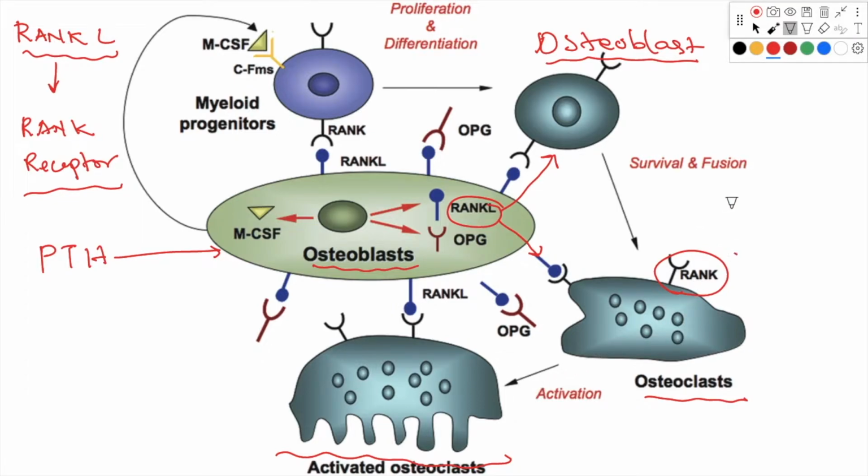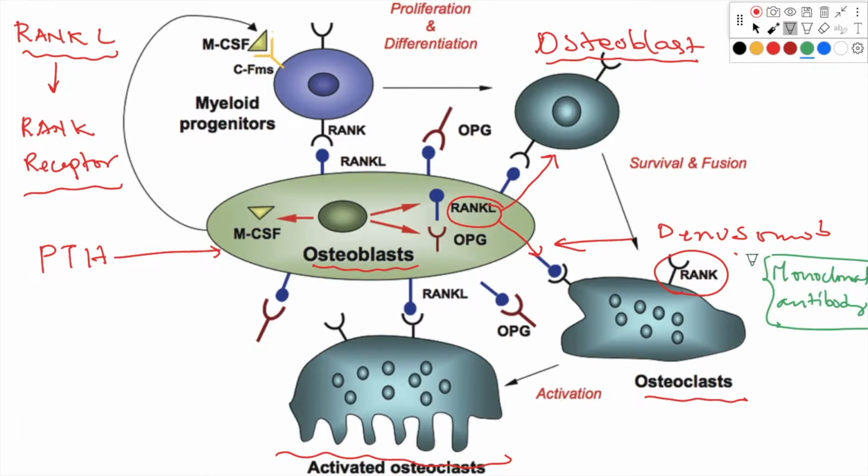How can this action be prevented? A RANK ligand monoclonal antibody can be produced, which is called denosumab. So it acts on the RANK ligand. Denosumab is a monoclonal antibody against RANK ligand. It is given once in 6 months in subcutaneous form. It's a very effective treatment against osteoporosis. So denosumab is used in two conditions. One is osteoporosis, and the second is giant cell tumor of the distal radius. So these are the two conditions that it can be used in.